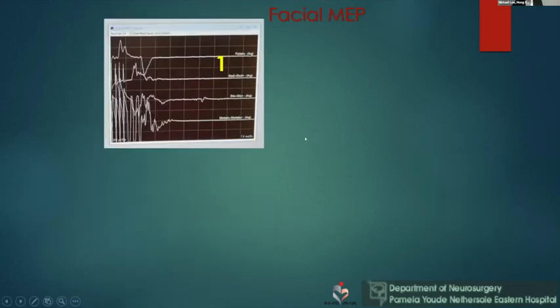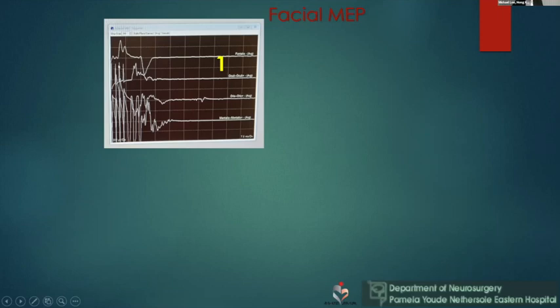Okay. So this is about the case of facial motor evoked potential monitoring. This is the first reading that we obtained after stimulation. Do you think it's good or not? I think it's not good because there are many noises here. We use a train of four with four stimuli.